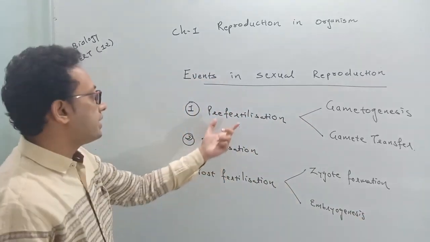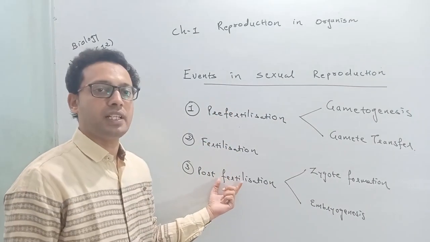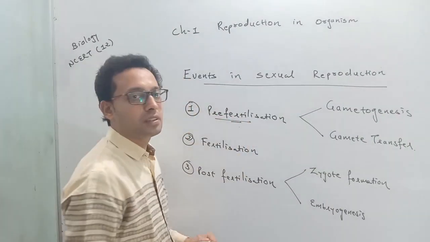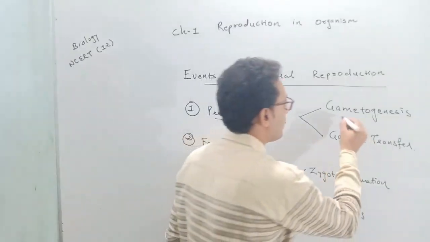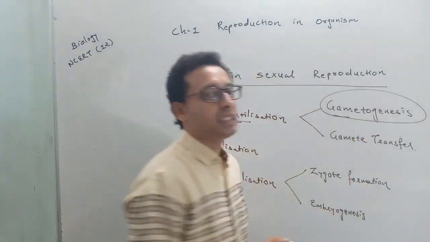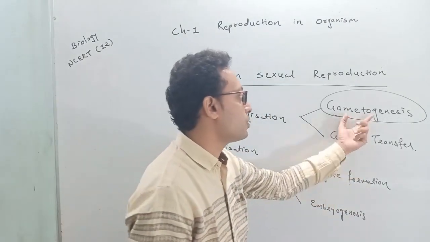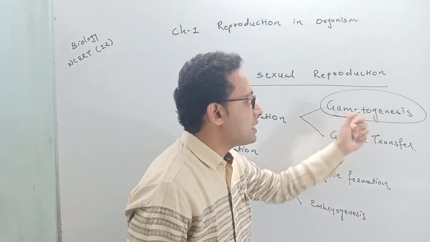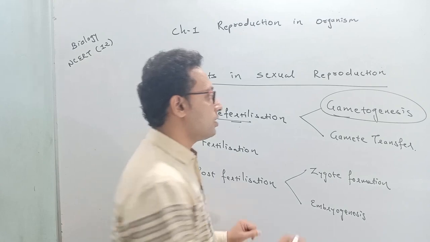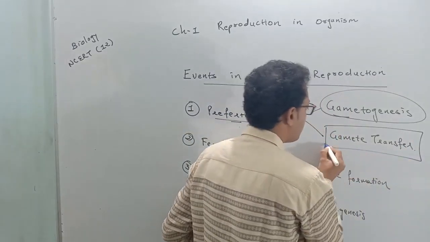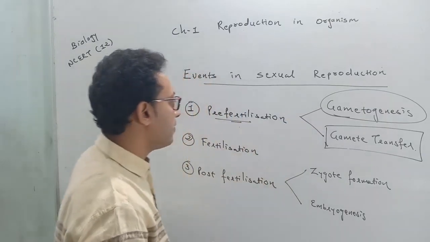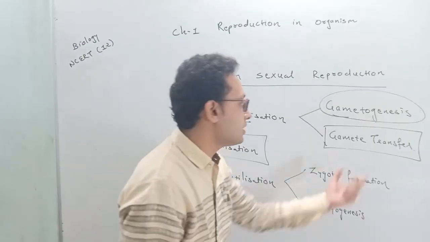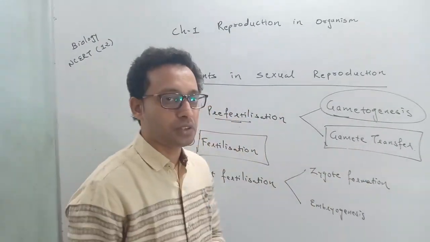We have already listed the pre-fertilization, fertilization and post-fertilization in the previous session, and we have already started with pre-fertilization. In pre-fertilization we have finished with gametogenesis, the process of formation of a gamete. Here the male and female gametes are produced. Today we have to learn two processes: gamete transfer, which is a part of pre-fertilization, and fertilization. So in this session we will finish these two.